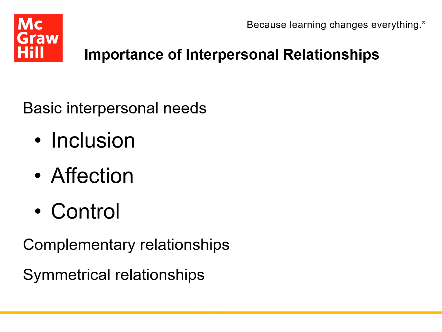So basic interpersonal needs are inclusion, meaning that you want to be included, affection, caring, and some measure of control in a positive way. So there are complementary relationships and there are symmetrical relationships.